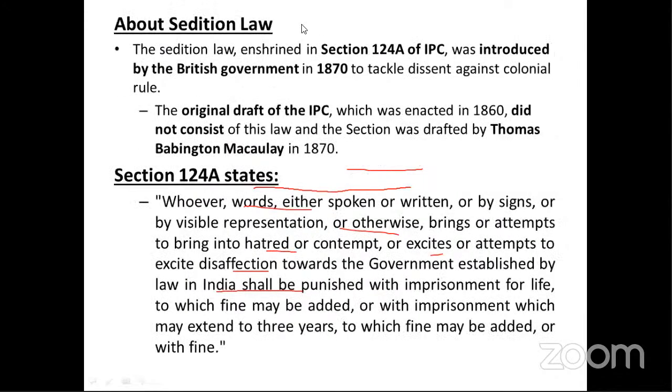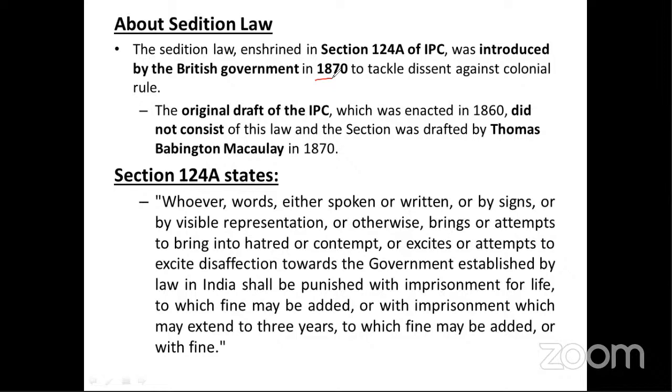Now let's talk about the sedition law in detail. This is important for your prelims purpose. In the prelims exam, they can ask you a question about the sedition law. The sedition law is given in Section 124A of the IPC, the Indian Penal Code, and it was introduced by the British government in 1870 to tackle dissent against colonial rule.